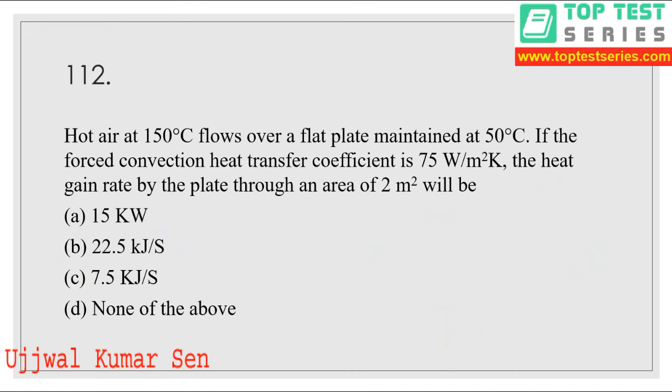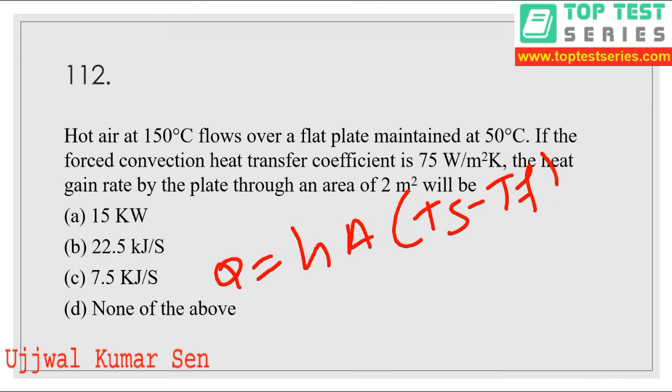Question number 112. Hot air at 150 degrees centigrade flows over a flat plate maintained at 50 degrees centigrade. If the forced convection heat transfer coefficient is 75 watt per meter square Kelvin, the heat gain rate by the plate through an area of 2 meters square will be. What will be the answer for this question? We have to find out. All right, so let's do some calculation. We know that Q is equal to h A multiplied by (Ts minus Tf).